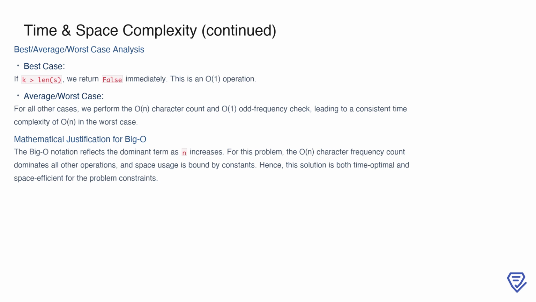From a mathematical perspective, the big O notation reflects the dominant term as the input size n increases. In this problem, the O(n) character frequency count outweighs all other operations. Additionally, the space usage remains constant at O(1). This demonstrates that the solution is not only optimal in terms of time but also efficient in its use of space, adhering to the problem's constraints.